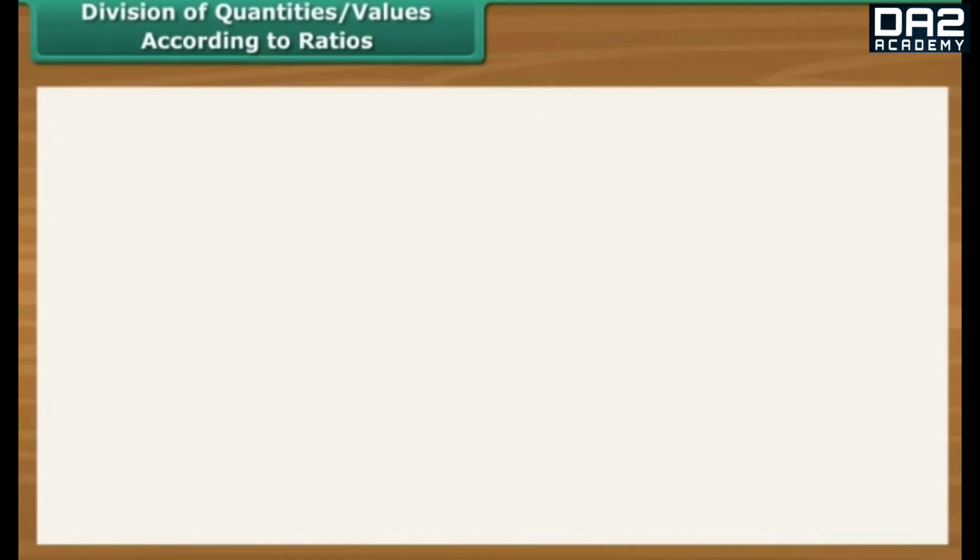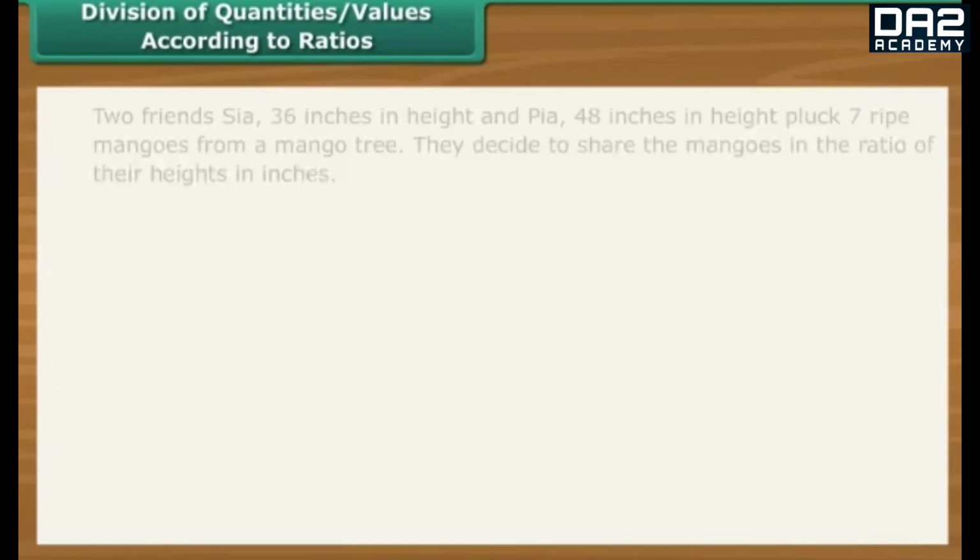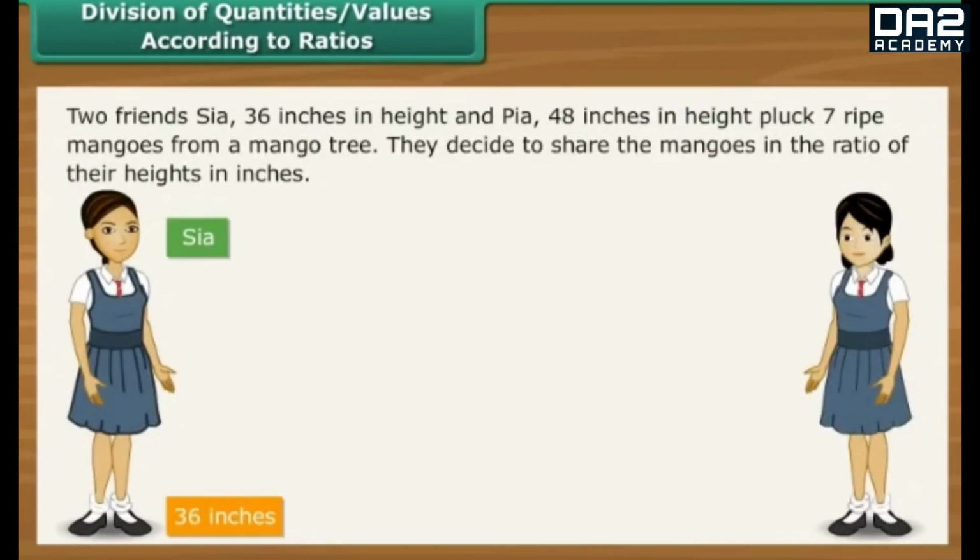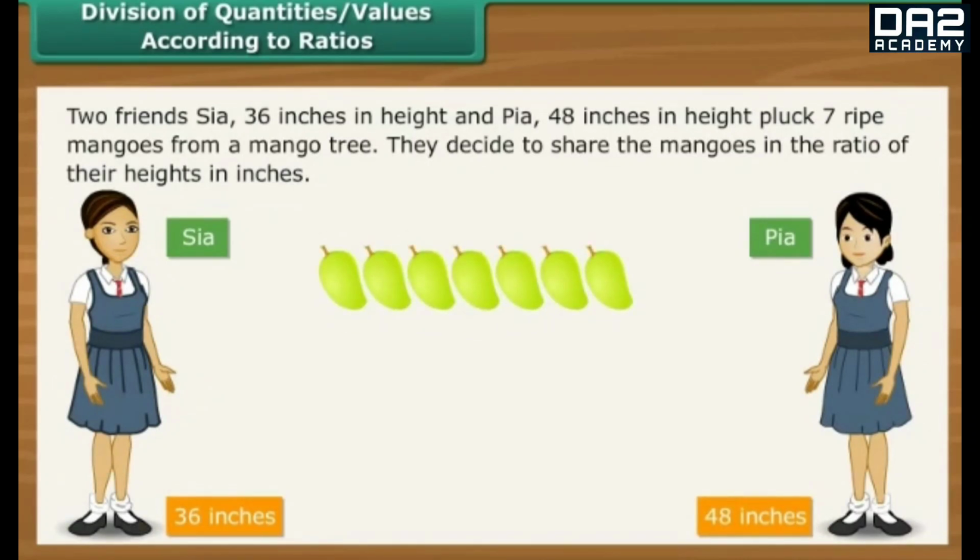Let us now use ratios to divide quantities and values. Two friends Sia, 36 inches in height, and Pia, 48 inches in height, pluck 7 ripe mangoes from a mango tree. They decide to share the mangoes in the ratio of their heights in inches. How many mangoes will each friend get to eat?